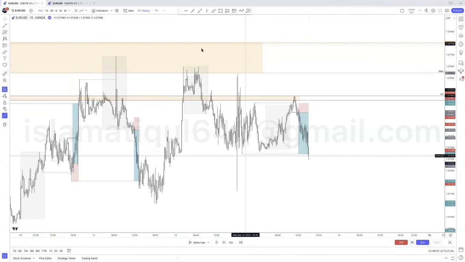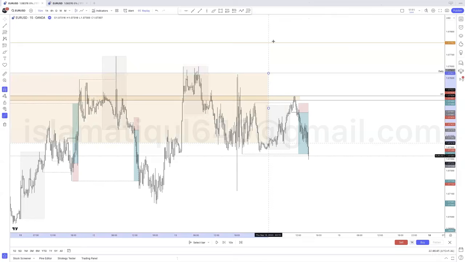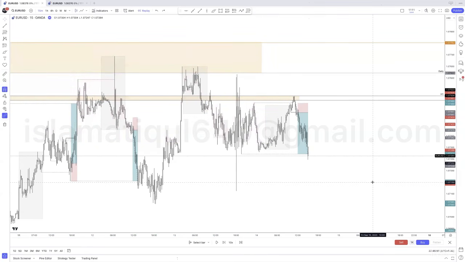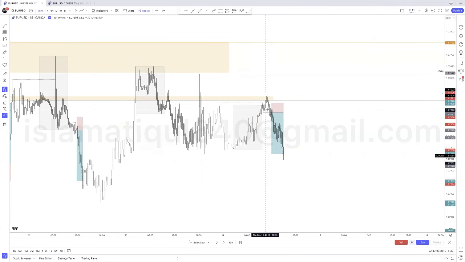Means when it gives a break of structure, there are two possibilities. One is a direct entry, or the second one is above the open or close of that candle. Yeah, okay. You could have even entered directly right here, as soon as the candle closes.